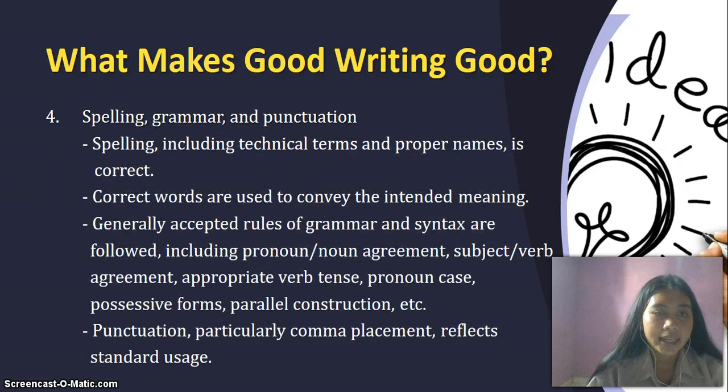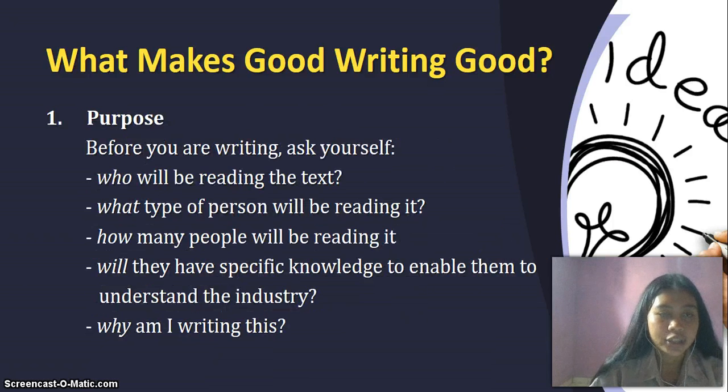The next one is spelling, grammar, and punctuation. Here, there are several points that you have to remember too. The first one is spelling. In spelling, including technical terms and proper names, it must be correct. Correct words are used to convey the intended meaning. Generally accepted rules of grammar and syntax are followed, including pronoun or noun agreement, subject-verb agreement, appropriate verb tense, etc. And the punctuation. Punctuation, particularly comma placement, reflects the standard usage.